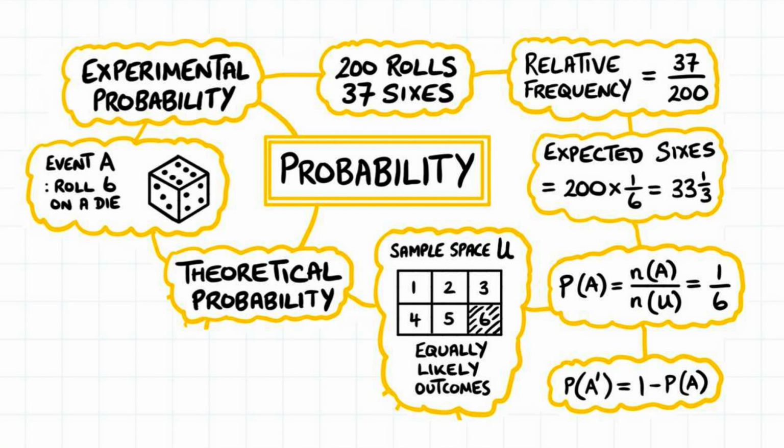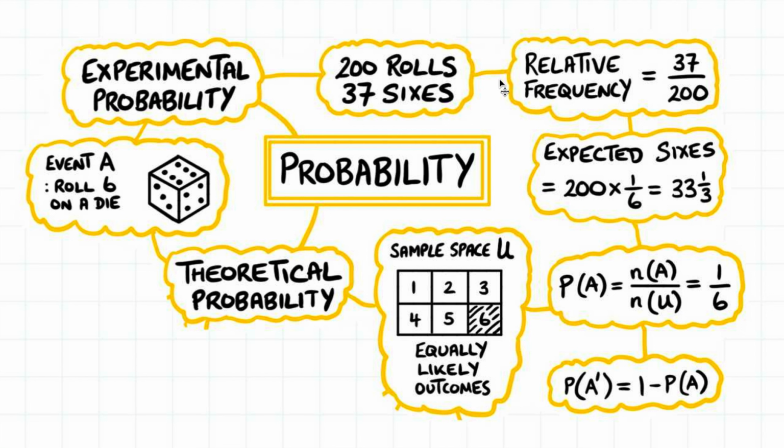So this is a nice kind of mind map just to show you how different things are calculated. If the event is to roll a 6 on a die, if I'm going for theoretical probability, then my sample space would be just 1, 2, 3, 4, 5, 6. And they're all equally likely outcomes. So the probability of each one happening is 1 over 6. And the probability of rolling a 6 on a die will be the number of ways the 6 shows up, which is 1, over the number of things I have in my sample space, which is 6. And I can also calculate the probability of the complement, which is 1 minus the probability of A.